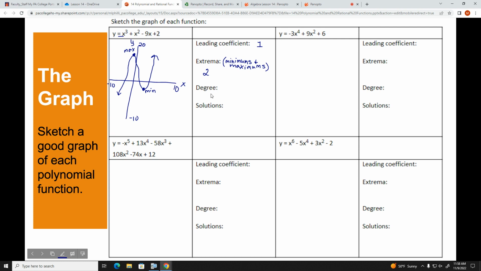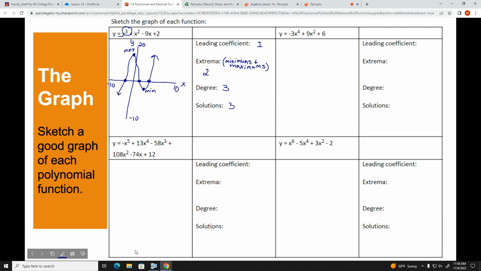Next, we're asked for the degree, and we've already talked about that that is the highest exponent. So in this problem, I see that it is degree 3. And then we're asked for the number of solutions. The solutions to this are the zeros. And so the places where it crosses the x-axis, where it has zeros, there are 3 solutions. So we're going to go to our next graph. And then after we look at our graphs, we will try to make some conclusions about all of these things.